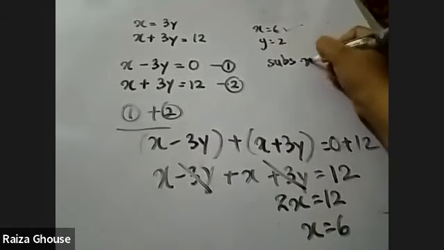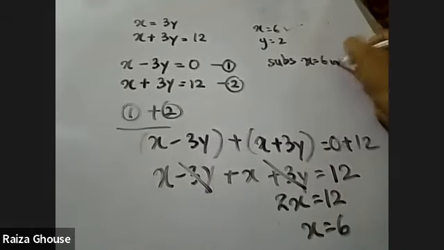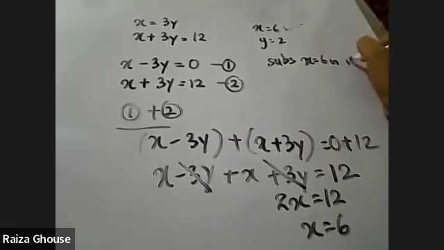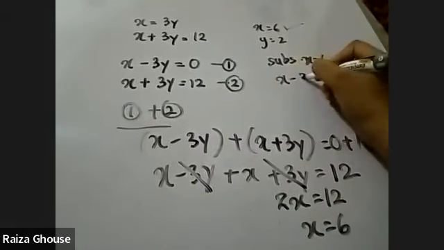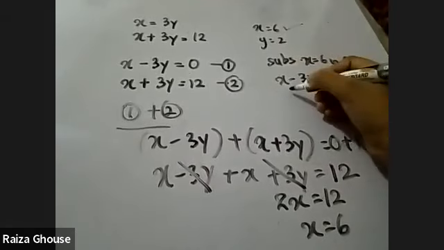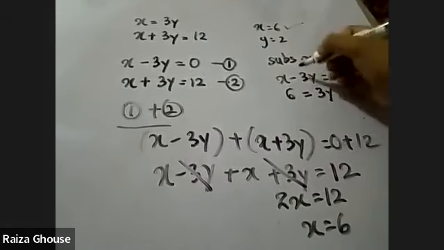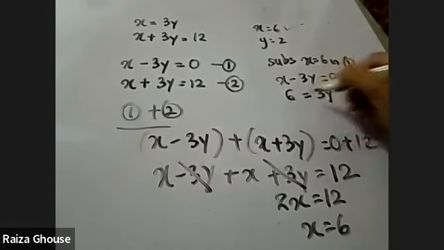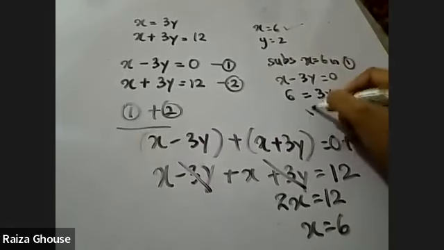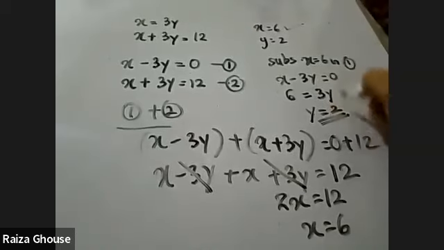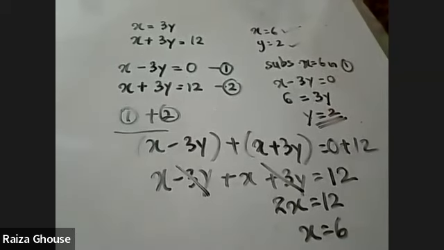Then I'm substituting below that. Substitute x equal to 6 in the first equation, x minus 3y equals 0. x means 6. 6 equals positive 3y. I took the negative to this side. Now dividing both sides by 3, 6 divided by 3 is 2. Who got these two answers? Raise your hand.